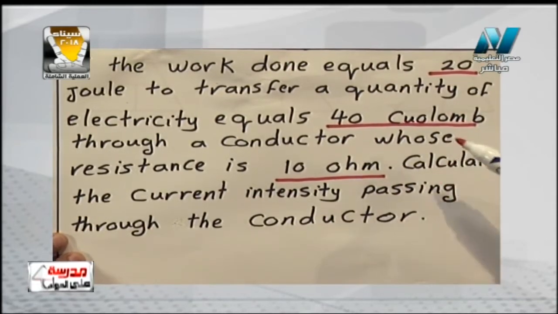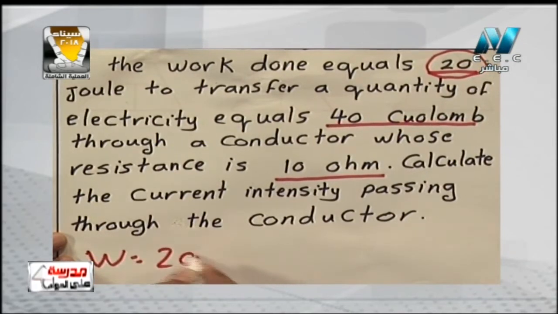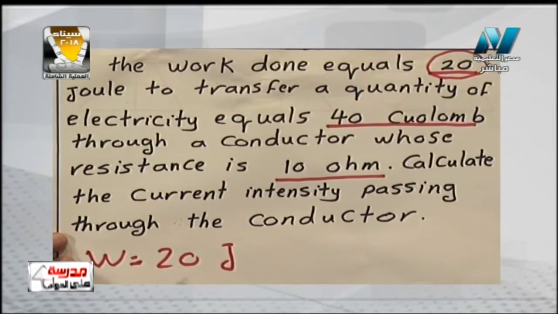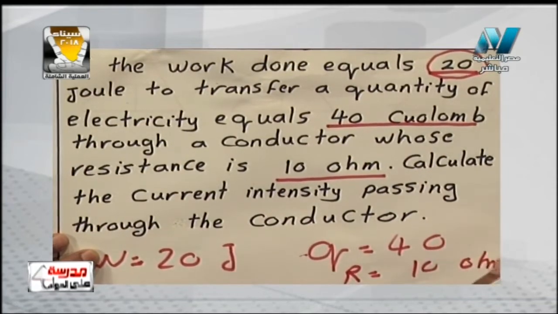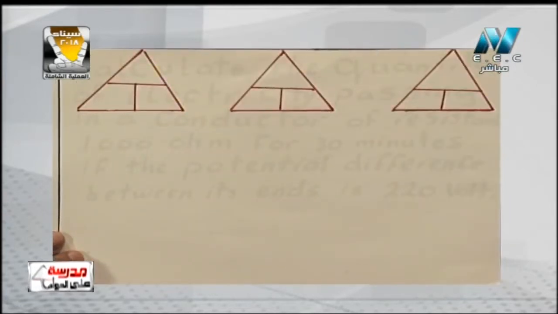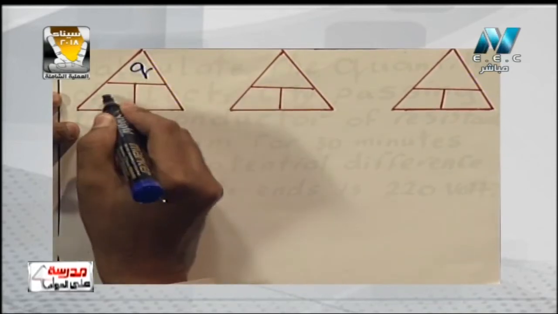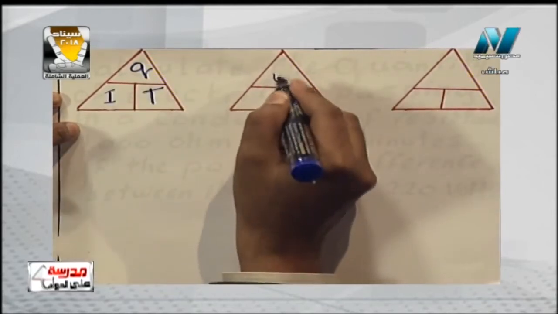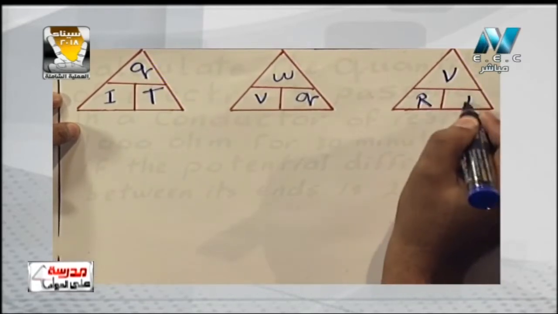As you notice, my dear student, we have three givens here. Number one, W equals 20 joule. Second, Q equals 40 coulomb. And third, R equals 10 ohm. In this type of problems, first we have to write down our triangles. First one, as you remember, Q, I, T. Second, W, V, Q. Third one, V, R, and I.